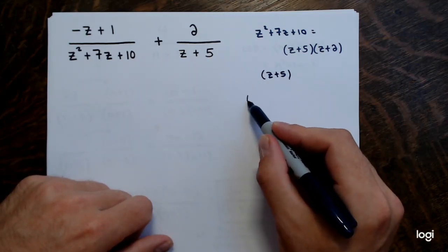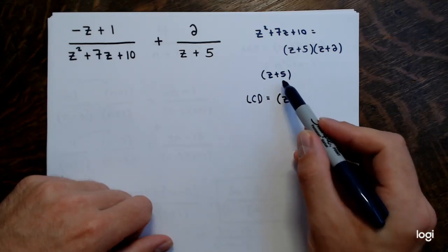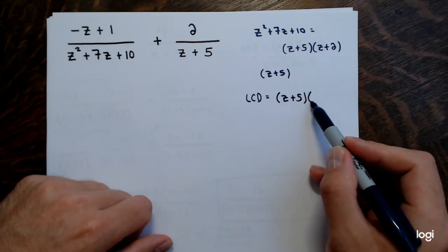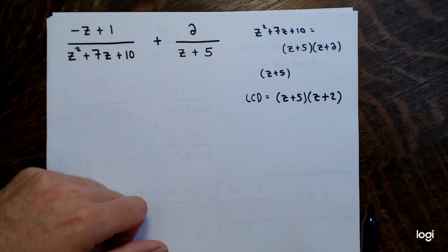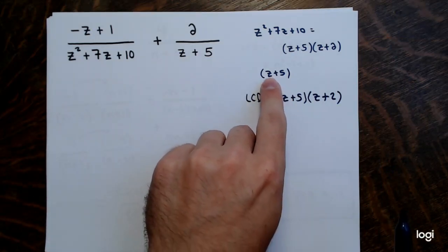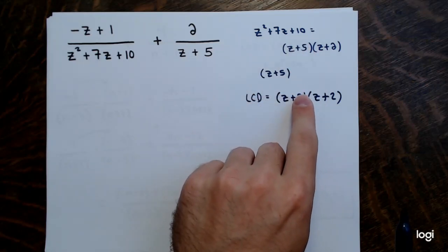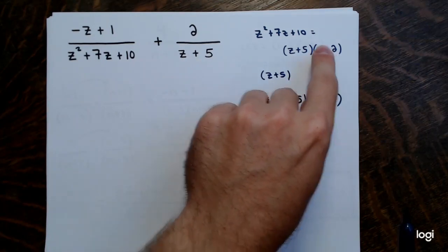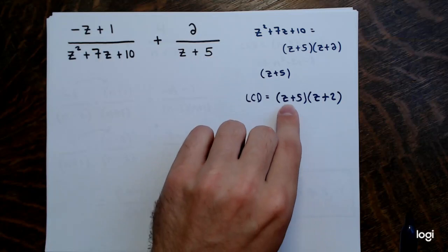Alright, so the LCD is going to have z plus 5, right? Z plus 5 showing up to some power times z plus 2 is another factor that shows up, right? Times z plus 2 to some power. And z plus 5 appears once in this and once in that, so power of 1 in the LCD. And z plus 2 appears 0 times in this, once in that, so it has a power of 1 in the LCD. So this is it.